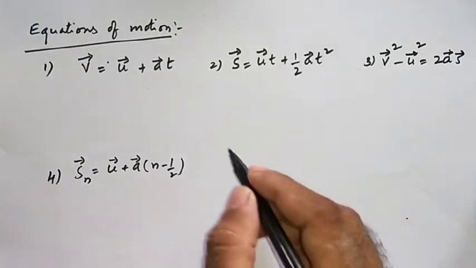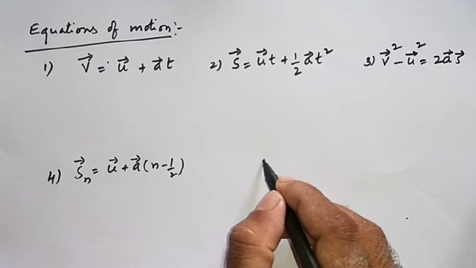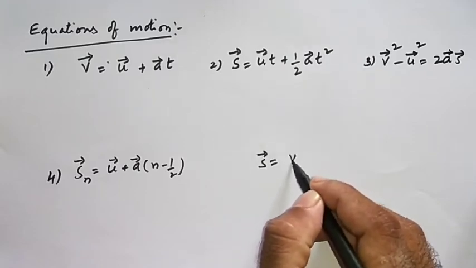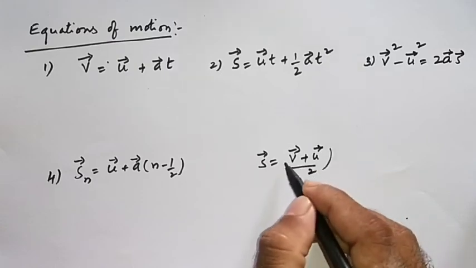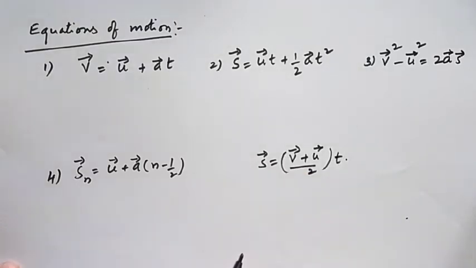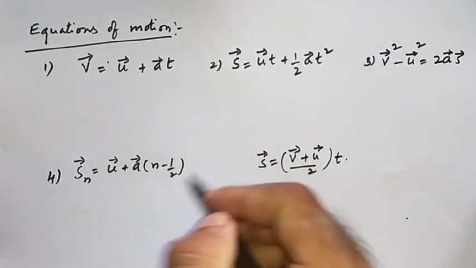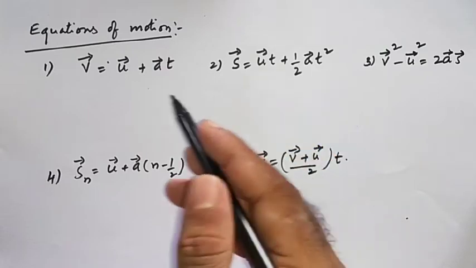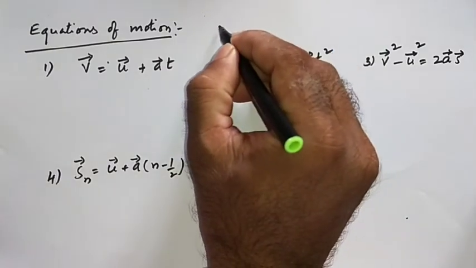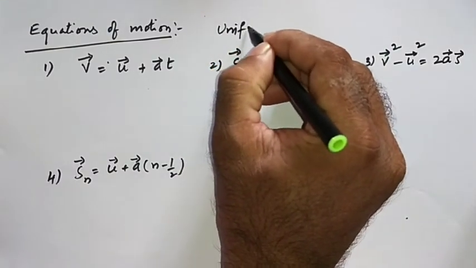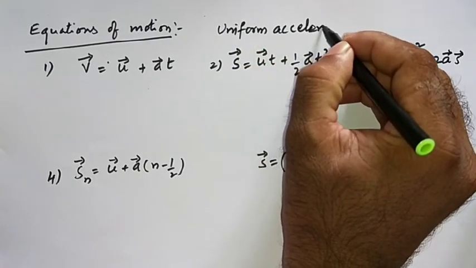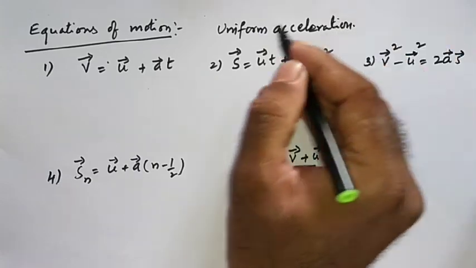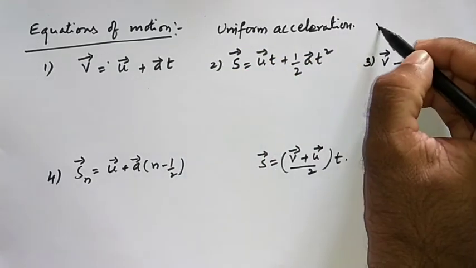Apart from this, the base equation for the second and third is S is equal to (V plus U) by 2 into T. These are the formulas you can use to calculate different parameters when the body has uniform acceleration. Remember that: uniform acceleration.